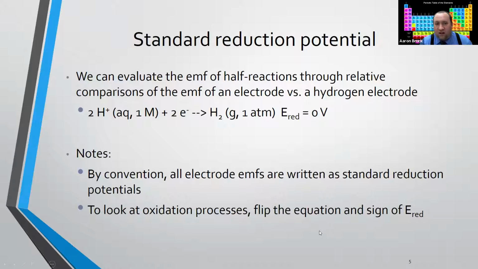We can calculate these standard EMFs using something called a reduction potential. The reduction potential is measured against something called the standard hydrogen electrode. The standard hydrogen electrode is this chemical reaction where hydrogen ions are turned into hydrogen gas by the addition of 2 electrons. By definition, the reduction potential for the standard hydrogen electrode is 0 volts. So this is our standard on which we base everything else.